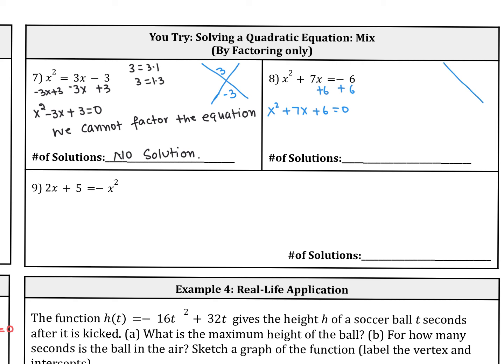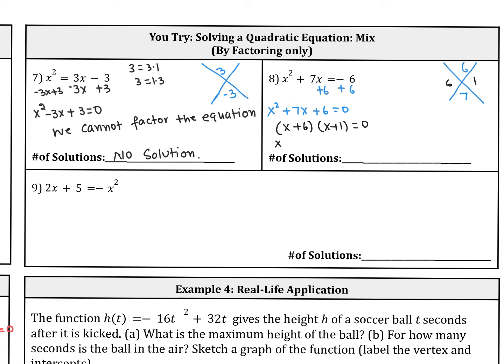And then you're going to make a cross. On the top of the cross is number 6, that is this number. On the bottom is 7. You're looking for two numbers. When you multiply, you get 6. And when you add, you get 7. So 6 and 1 are those numbers. And the factors are x plus 6 times x plus 1 equals 0.